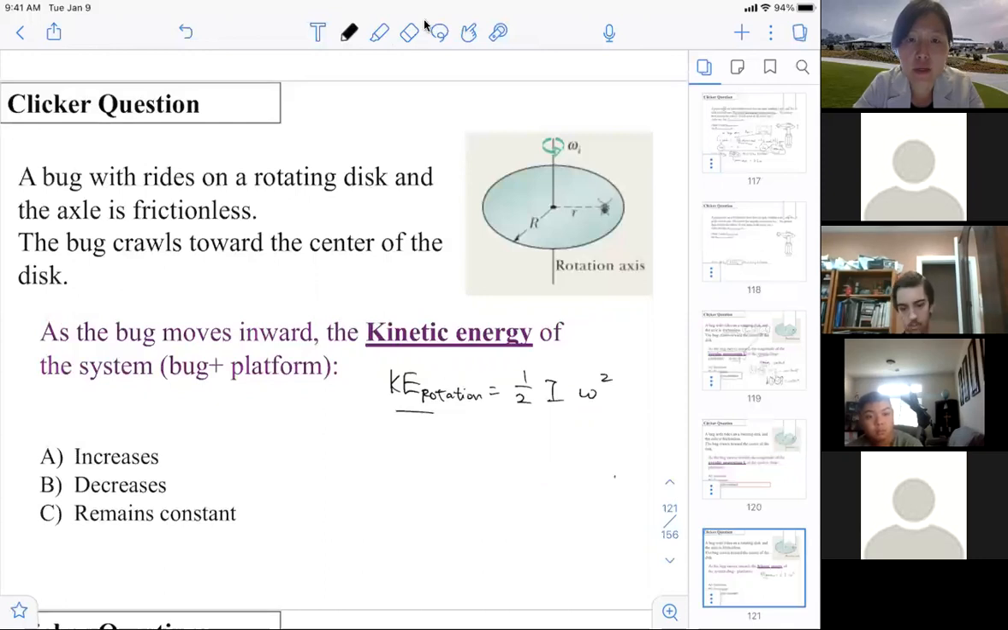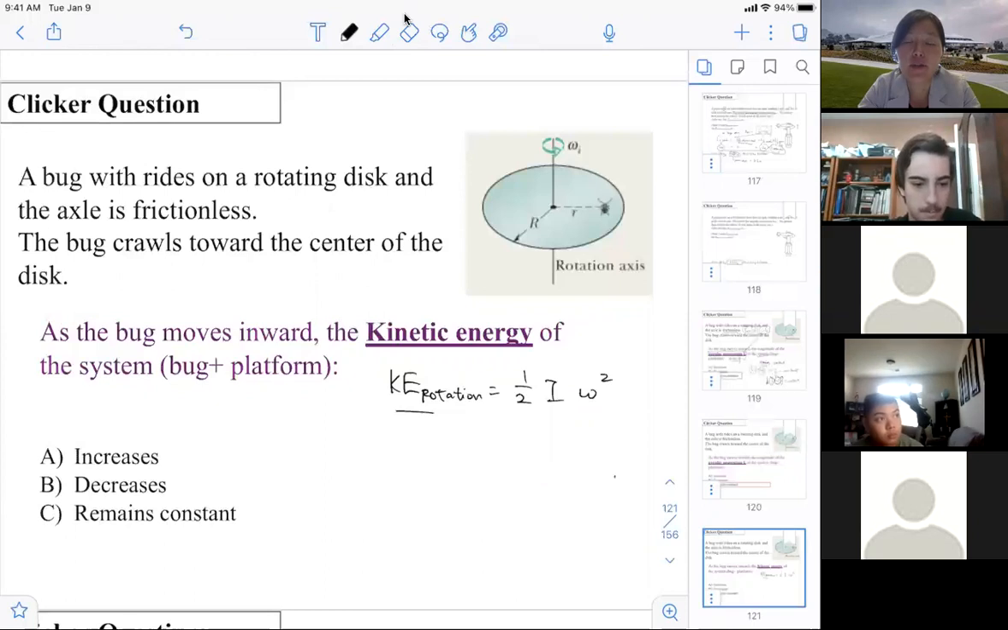All right, so this is our results: the majority voted for increasing the kinetic energy. The rest voted for decreasing. So any thoughts anybody would like to share with us? How do we parse out the kinetic energy? We know that omega increases. We also talked about I, rotational inertia, decreasing. So one is increasing, one is decreasing, and they both are going to matter. So how do we parse that out?